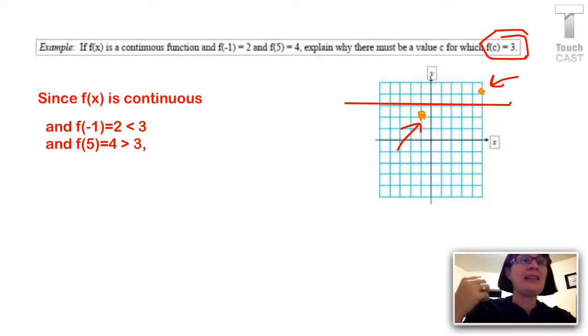So I say the one y value I know about, f of negative 1 equals 2, is below the y value I care about. So I would say f of negative 1 equals 2, which is less than 3. And f of 5 equals 4, which is greater than 3. So now I've established I have 1 point below and 1 point above.